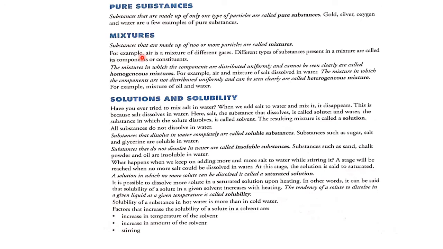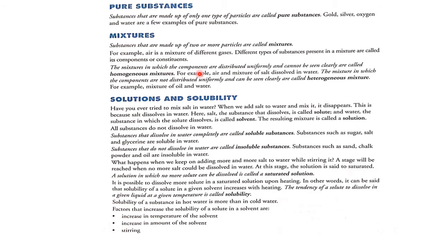For example, air is a mixture of different gases. The air around us is a mixture of different gases, for example oxygen and carbon dioxide. So these are mixed in the air. Different types of substances present in a mixture are called its components or constituents. So the different types of substances present in a mixture are called its components, or we will say its constituents. Got it?